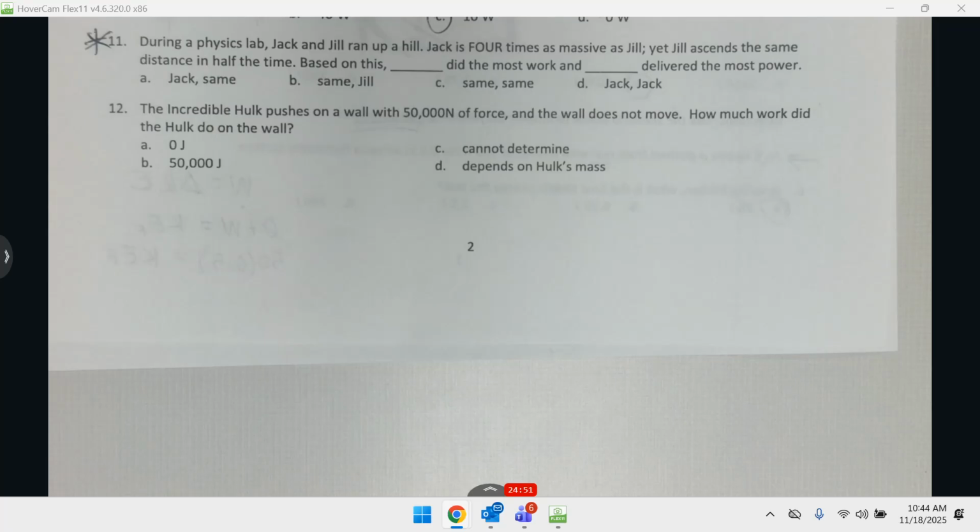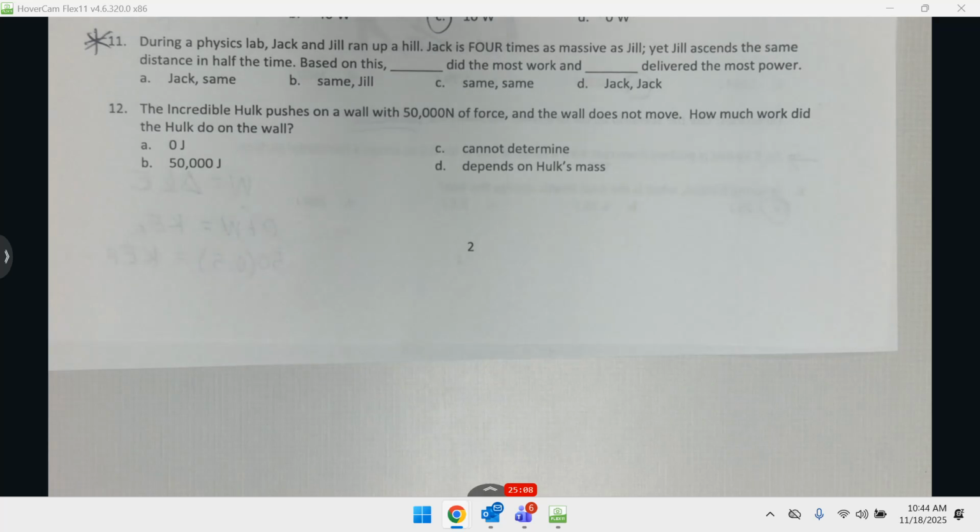The question says, during a physics lab, Jack and Jill ran up a hill. Jack is 4 times as massive as Jill, yet Jill ascends the same distance in half the time. Who did the most work? Who did the most power? That's basically what this is asking.